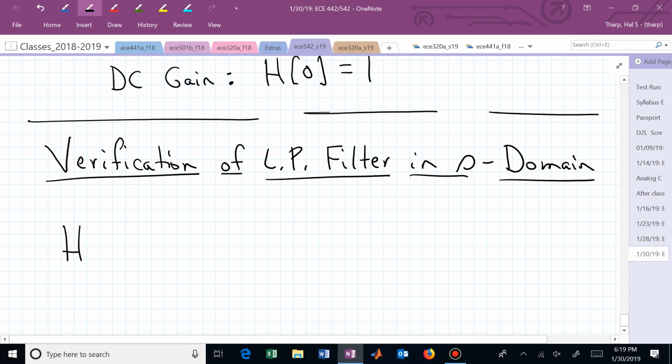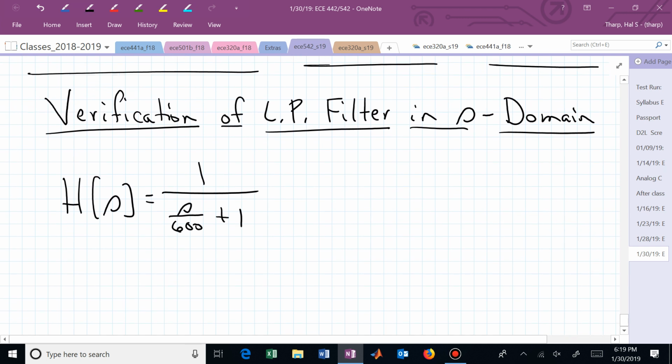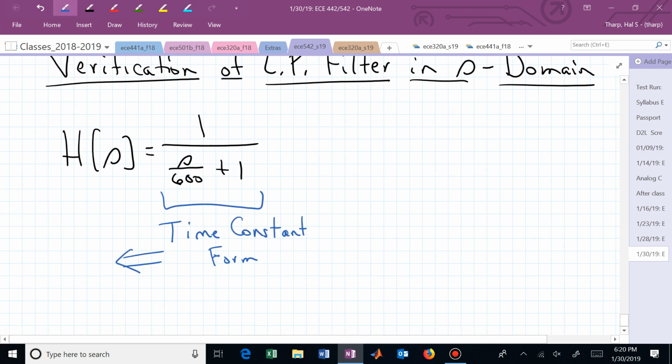Here we have our transfer function, capital H of s, is 1 over tau s plus 1, but tau was 1 over 600. This particular transfer function is in fact in time constant form, and that's a useful form for doing what? I'll give you a hint. Sketching what? Starts with a B. Bode plot. Boy, you didn't take much of a hint.